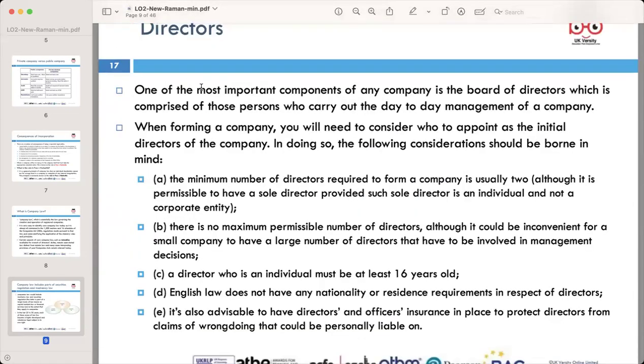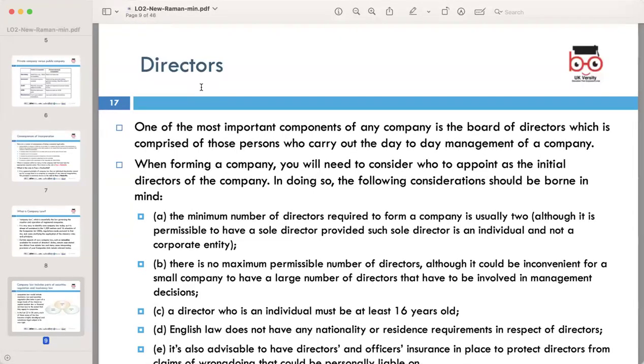Directors. The board of directors plays a vital role in the day-to-day management of a company. When forming a company, considerations include the minimum number of directors, usually two, and the absence of a maximum limit, director qualifications, and the advisability of obtaining directors and officers insurance to protect against potential crime.